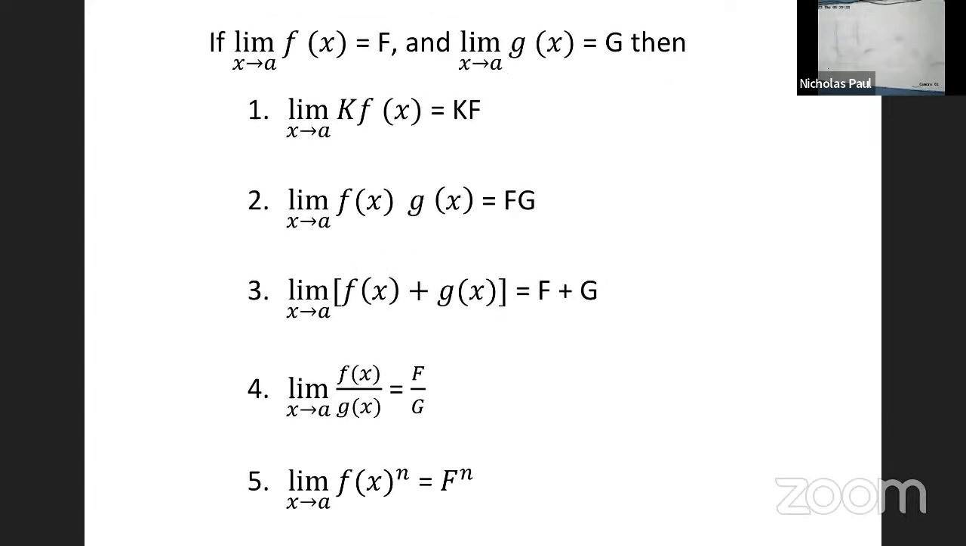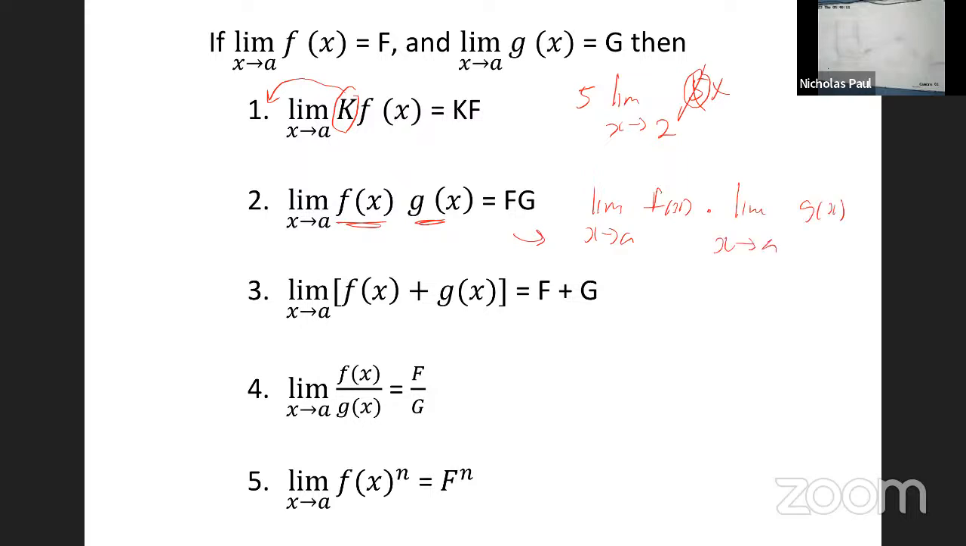Right. Here you have some rules for limits. You may have seen them already. We could take the k and put the k in front. So if I give you the limit as x approaches 2 of 5x, we could take the 5 and put the 5 in front. You could just factor out the 5. If you have the limit of two multiplied functions, it's the same as the limit as x approaches a of f of x multiplied by the limit as x approaches a of g of x.